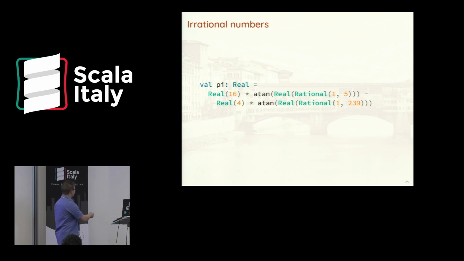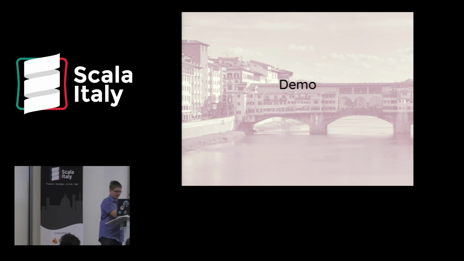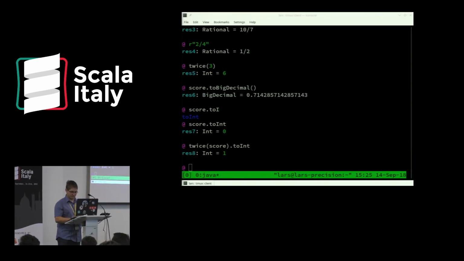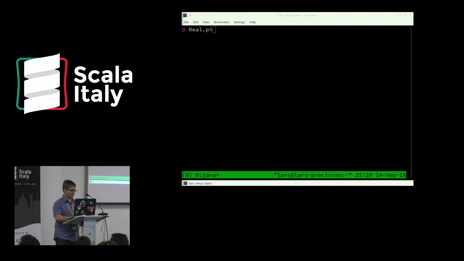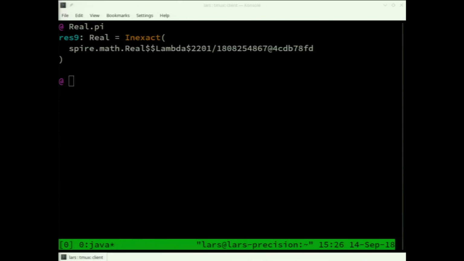Okay? So when you just write this, no computation happens. Nothing happens really, only when you start approximating this. So let's see about that. So you see, if you just ask for pi, then Spire will tell me, well, I don't know, it's not exact, and this is like a closure that is waiting to be evaluated on the JVM. So I can say, for example, pi.doubleValue, and then I get a double approximation.